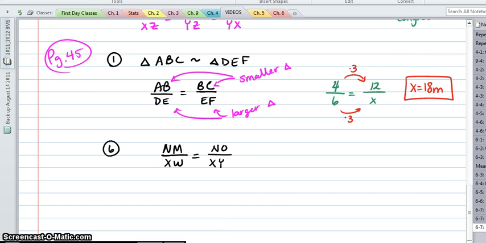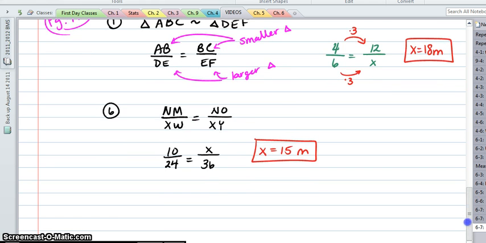When I fill in those values, NM is 10 to XW, which is 24, NO is my missing value, and XY happens to be 36. I again have a proportion that I can now solve. 10/24 simplifies. I can use the cross product. Hit pause, solve it, and come back for the solution when you're ready. Okay, so when you do all of your math, however you choose to solve it, you should get X equals 15 meters.